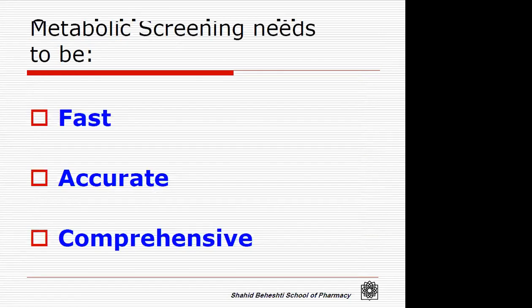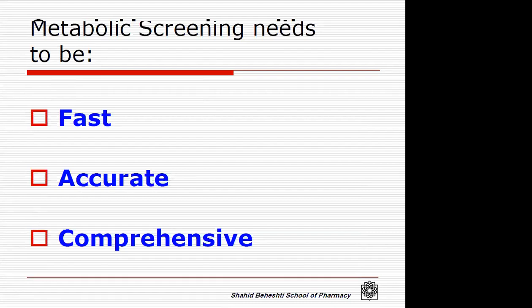So what we need is a screening system by which we could diagnose the metabolic disorders, either for amino acid or for acylcarnitine. But to run the test, we need 3 conditions. Actually, we need 3 criteria for the test. The test has to be fast.